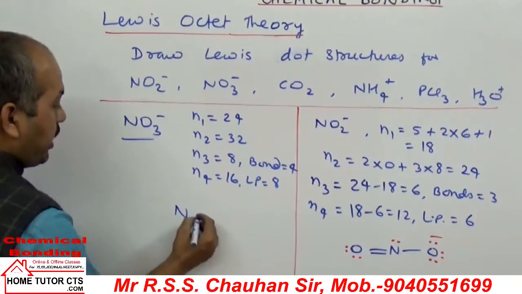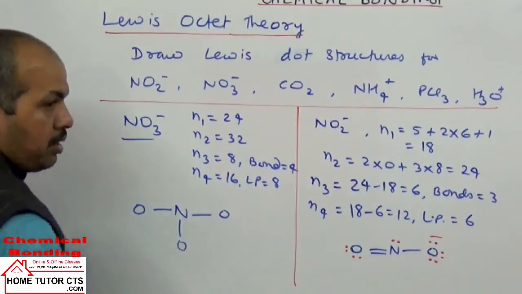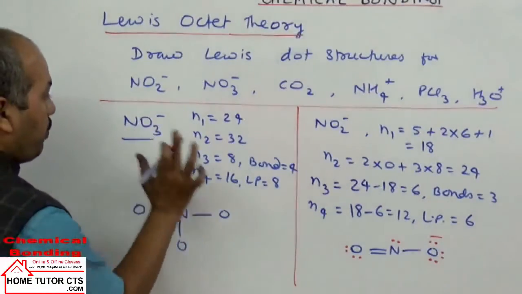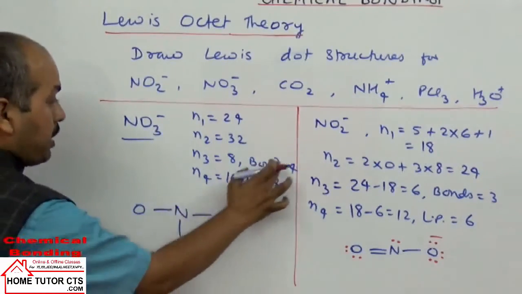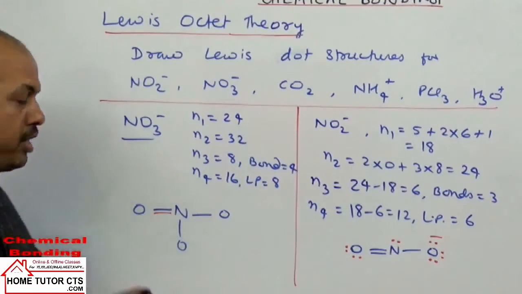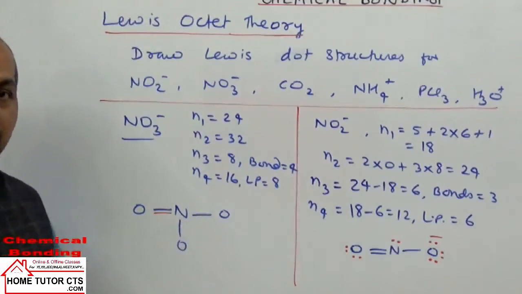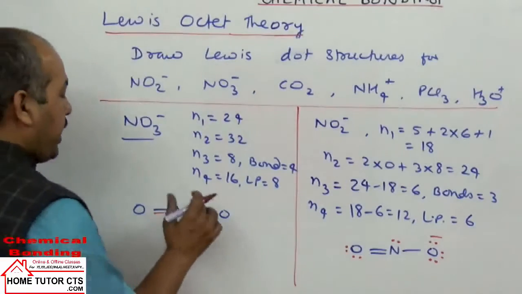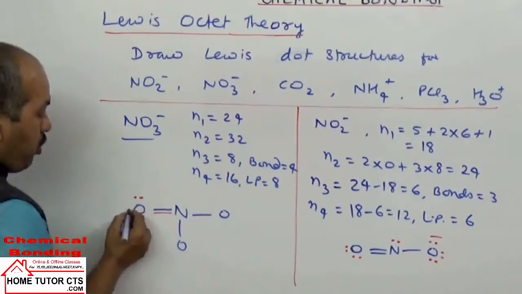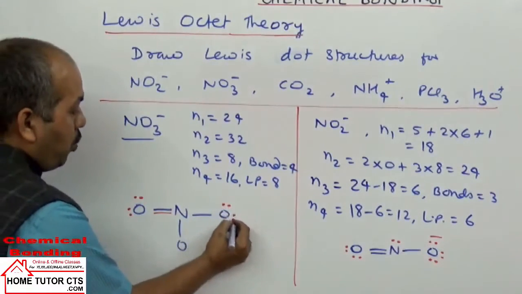Again nitrogen we can take as the central atom, place 3 oxygen atoms around nitrogen, then place lone pairs. First place bonds, 4 bonds. That means out of 3 oxygen, 1 oxygen will form a double bond and the 2 remaining oxygen will form single bonds. And now place lone pairs. N has a complete octet, so it will not have a lone pair. This O will have 2 lone pairs, and these O will have 3 lone pairs.